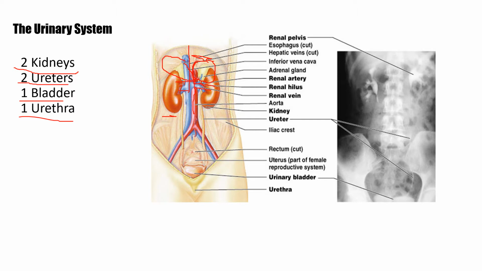So you have 2 ureters. The ureters are coming down off the kidney, which go into the bladder, and then there's 1 urethra that empties the bladder. The male and female urethra are a little bit different, obviously. The male urethra is a little longer than the female.